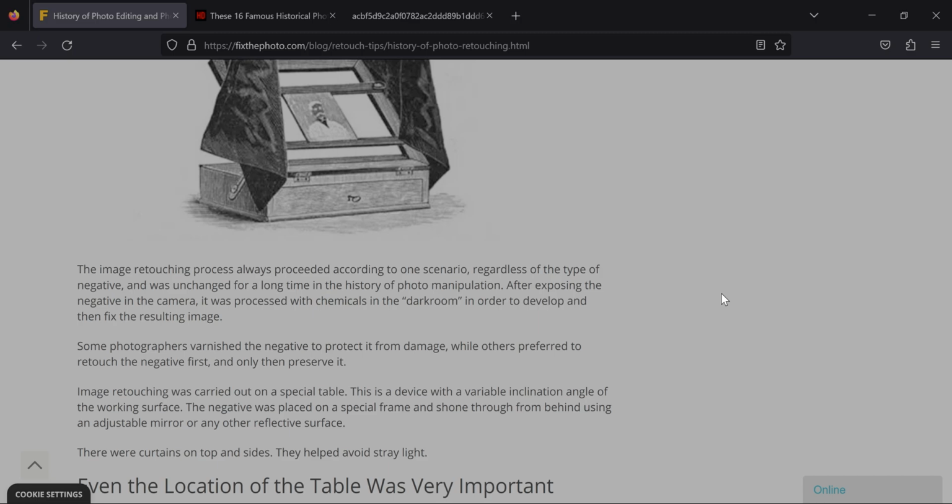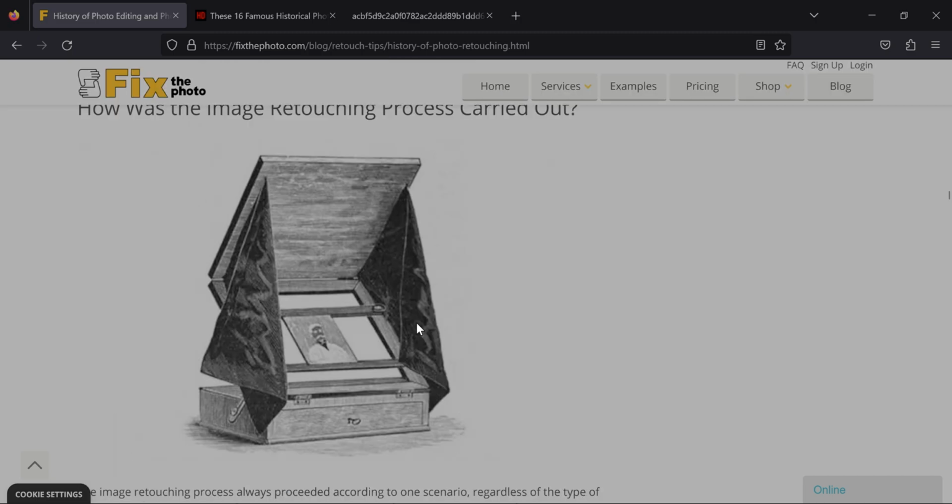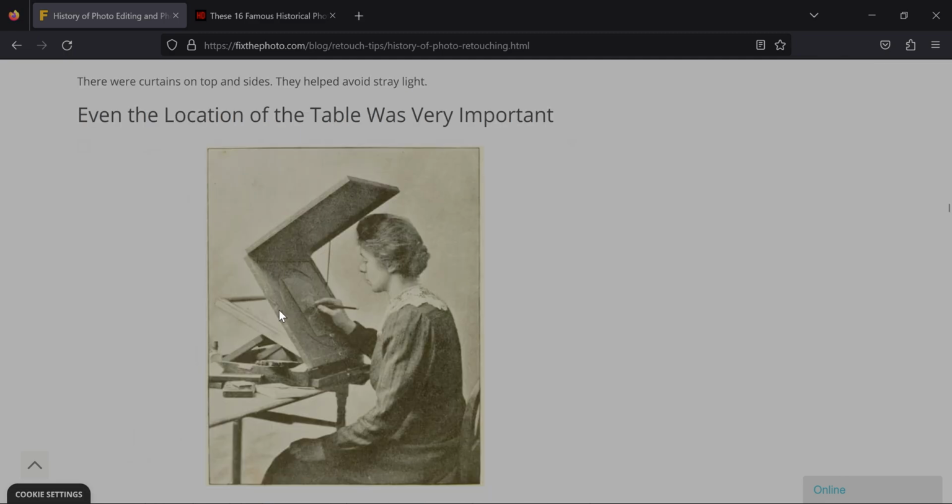After exposing the negative in the camera, it was processed with chemicals in the darkroom in order to develop and then fix the resulting image. Some photographers varnished the negative to protect it from damage, while others preferred to retouch the negative first and only then preserve it. Image retouching was carried out on a special table. This is a device with a variable inclination angle of the working surface. The negative was placed on a special frame and shone through from behind using an adjustable mirror or any other reflective surface. Here is an example of one of these, an actual photograph of somebody using one of these devices.